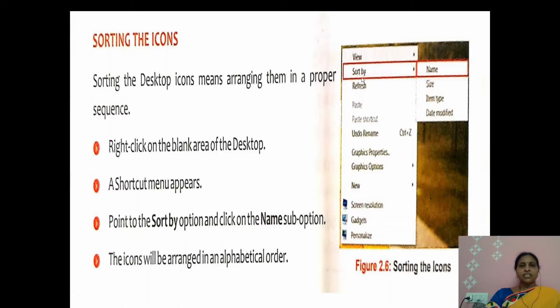From this shortcut menu you have to select sort by. Point to the sort by option and click on the name sub option. Whenever you click here, you will get one more sub menu. From that you have to select the name option. The icons will be arranged in alphabetical order. When you select name, all your icons are arranged and sorted in alphabetical order.